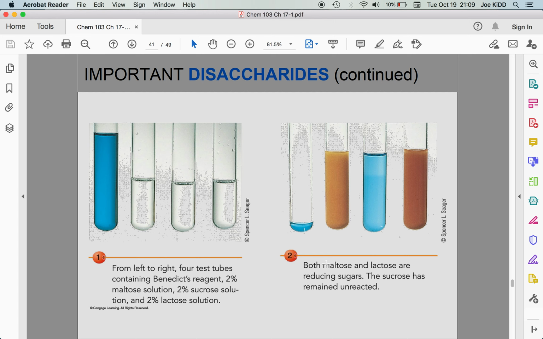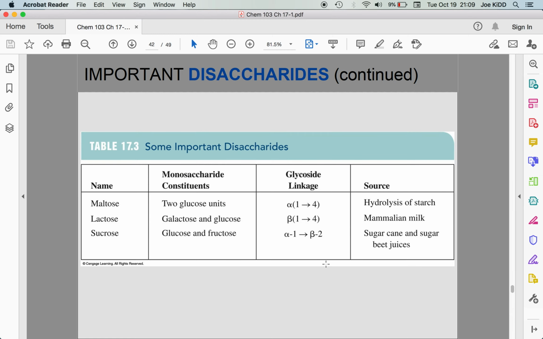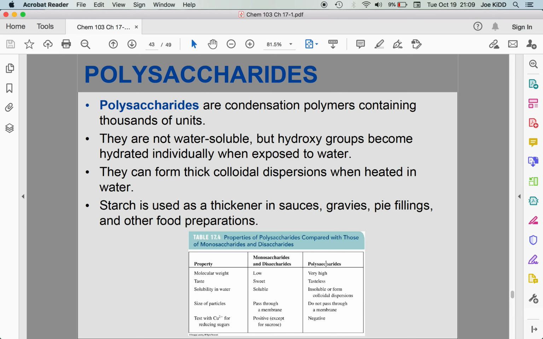Again, this is just showing what's going on with these disaccharides and their ability to be reducing sugars. Here we can summarize the different disaccharides, what they're made of, what the linkages are, and what purpose they have. From there, we can talk about polysaccharides. So polysaccharides are going to be very, very large, basically polymers. Could be potentially thousands of units long of whatever monosaccharides are being mixed up together.